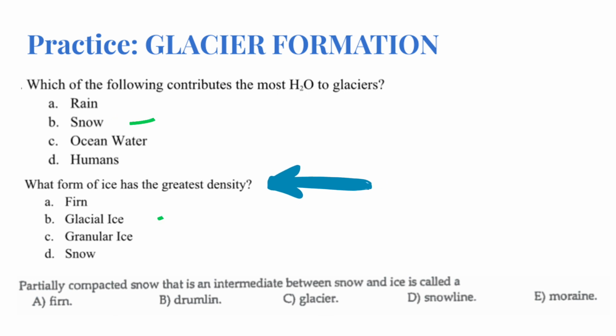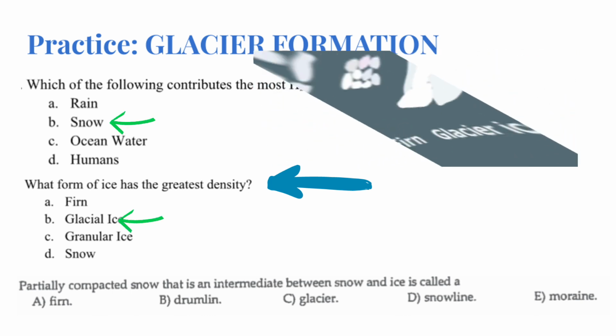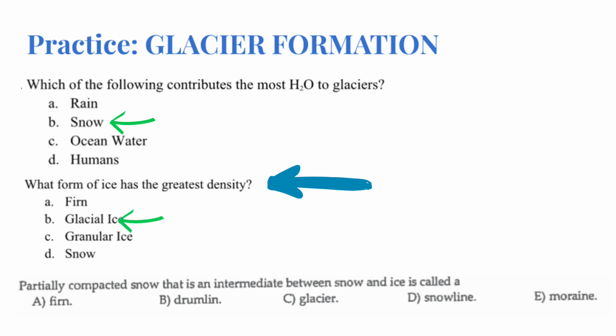What form of ice has the greatest density? The answer is B right away, because we know that snow becomes granular ice, and then granular ice becomes firn in the process of glacial formation, and then after around maybe 3 to 5 years or even a decade, the firn becomes more dense, eventually into glacial ice. So the answer is B. And we know that as glaciers form, the density increases, right? So therefore, our answer should be the final product, which is going to be B, glacial ice.